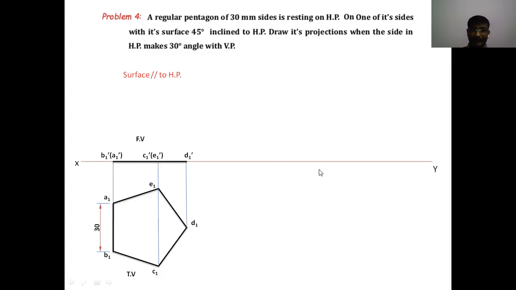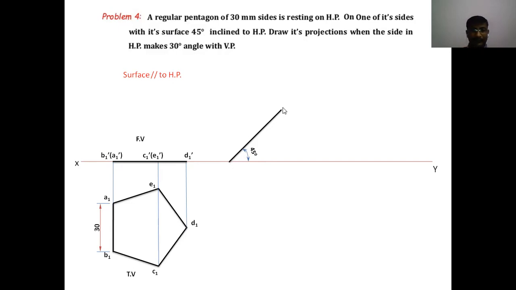Clear? Let us go for the second stage, second position. When the surface is inclined to HP, first preference is given to the surface inclination, then the edge inclination. First, we have to draw the surface inclination position. Whenever the surface is inclined to HP, in the front view, this line makes the given angle, 45 degrees, with the XY line. This is the 45 degree angle. Locate any point on the XY line, and draw the inclined line from that point.